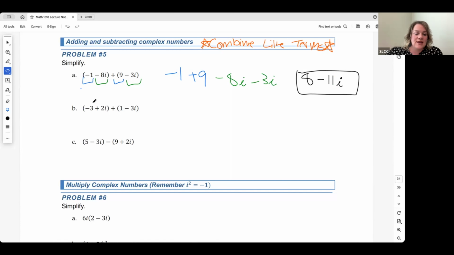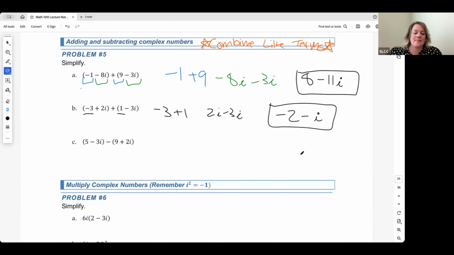You do the same thing for B and C. You can rewrite it if you want to. So -3 plus 1, putting the real numbers first, and then 2i minus 3i, putting the imaginary numbers, and then combining the like terms. So -3 plus 1 is -2, and 2 minus 3 is -1, so minus i. -2 minus i. Let's do this one more time.